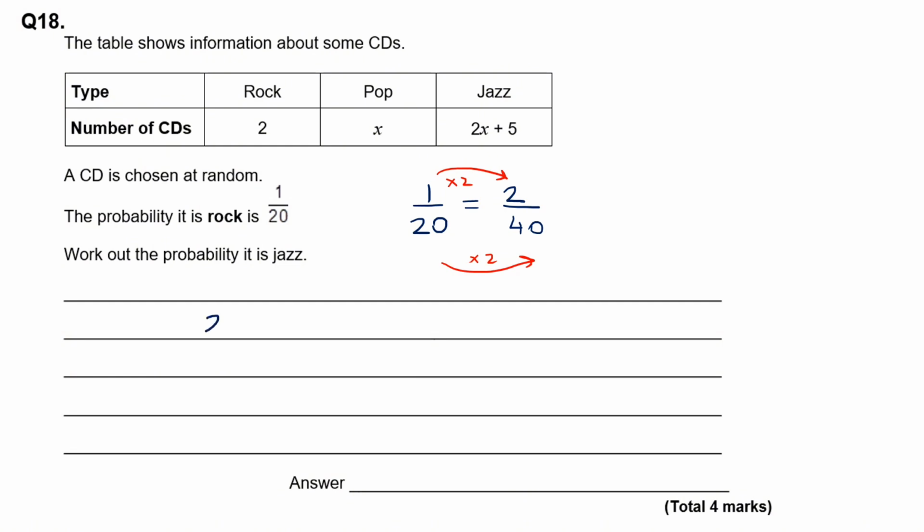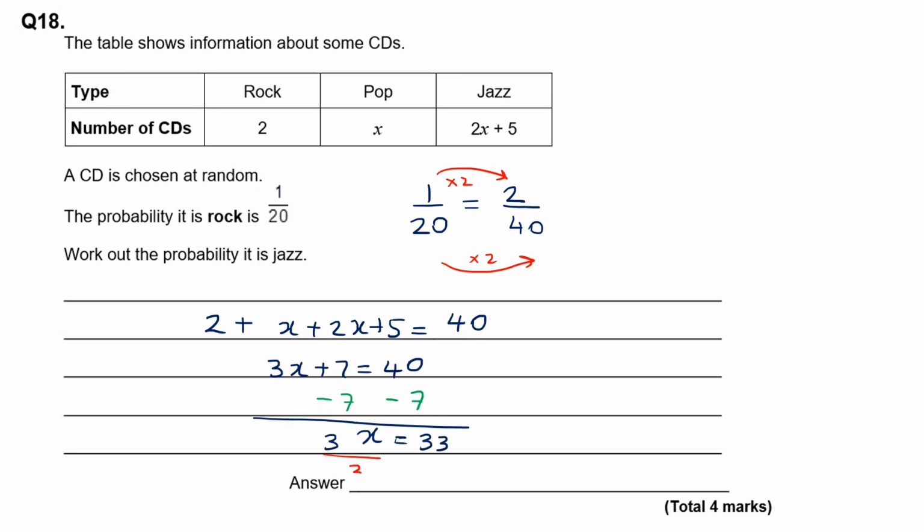So if I was to add 2x plus 5, it should add up to 40. So I'm going to have 3x plus 7 is equal to 40. Take away 7, take away 7. 3x is going to be 33. We then need to divide both sides by 3 to find out x, and x would be 11.